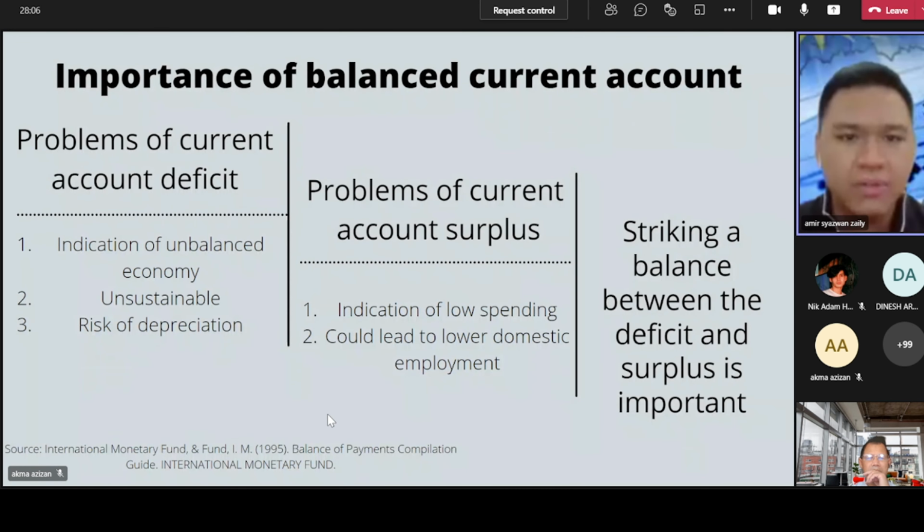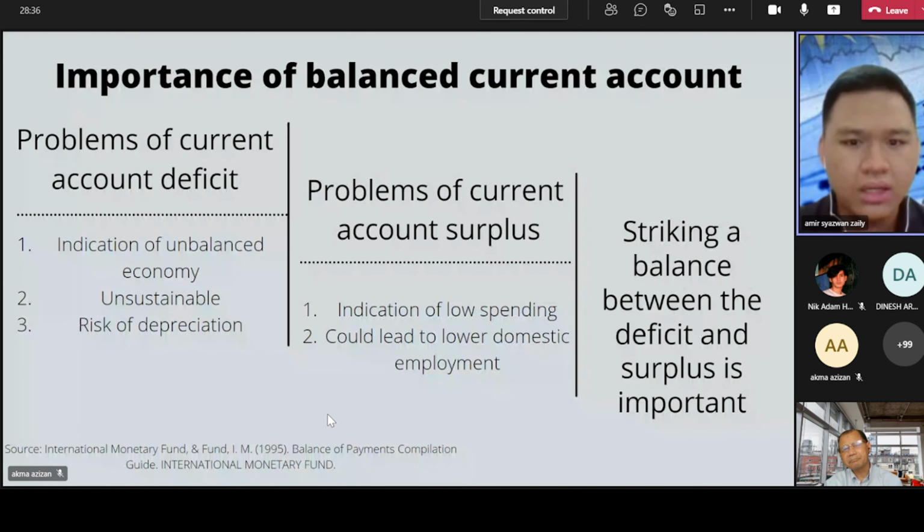That's the first circumstance. The second circumstance is a country having too much current account surplus. Generally, having a current account surplus is beneficial, but having too much could be harmful to the economy as well. Number one, it could be an indication of low spending by the consumers, and domestic demand will weaken when people don't spend their money domestically.